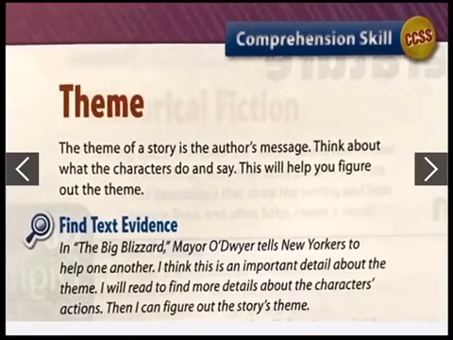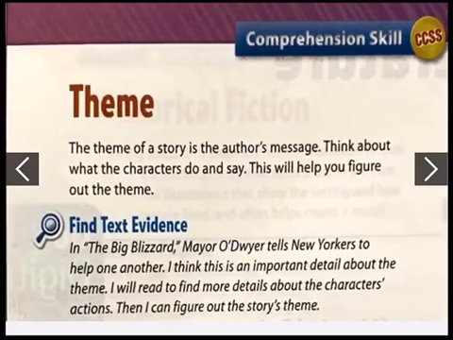Now, we've said before that the theme is the message that the author is trying to let the readers know. So the writer of the story, when they write, they have a message in mind that they want all of the readers to know. Usually, we cannot ask the author what the message is, right? Like, what are you trying to tell us? We cannot see the author. We don't know the author.